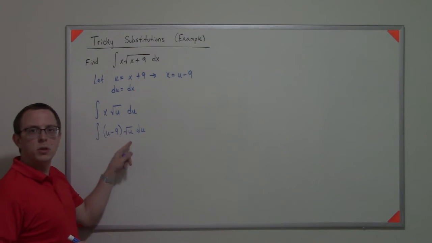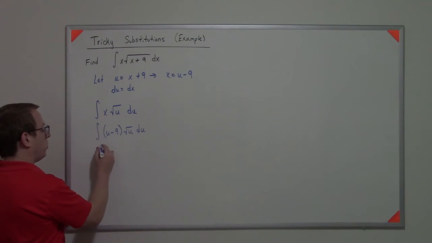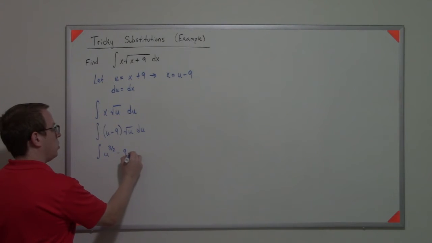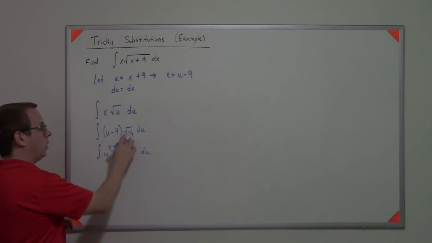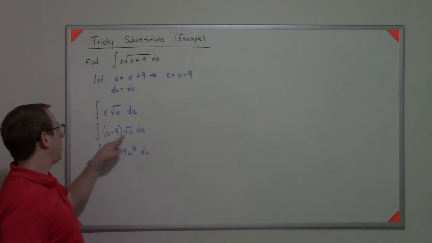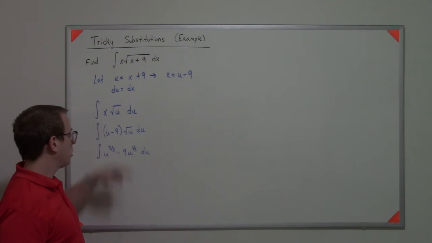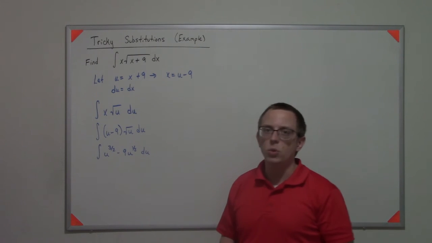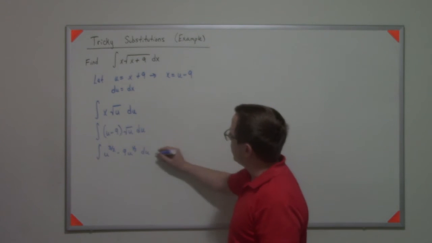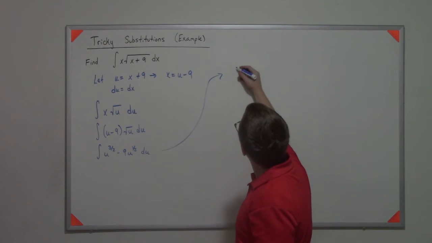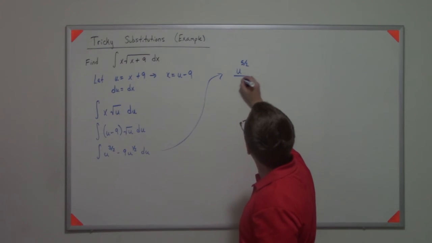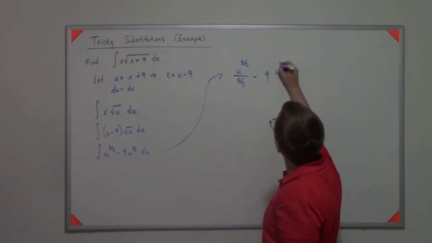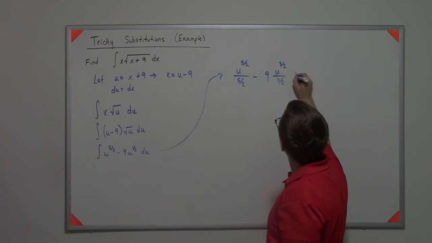If we distribute this square root of u to both terms, I'd end up with u to the 3 halves minus 9 u to the 1 half du, because 1 half plus 1 is 3 halves, and those just combine. Once I have it in this form, I can do the power rule, which gives me u to the 5 halves over 5 halves minus 9 u to the 3 halves over 3 halves plus a constant.